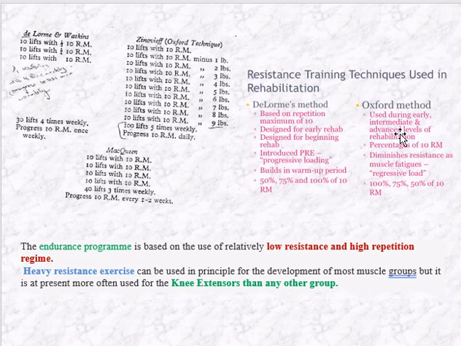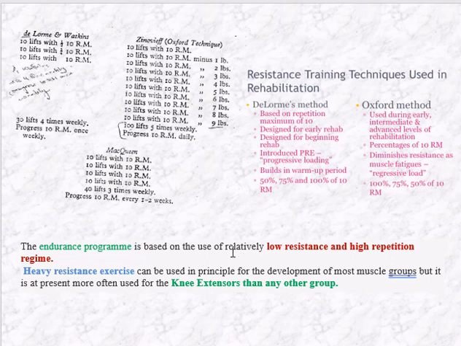The Oxford technique is used during early, intermediate and advanced levels of rehabilitation. Percentages of the 10 repetition maximum diminish resistance as the muscle fatigues: 100%, 75%, 50% of the 10 repetition maximum. Most important techniques from the paper point of view.